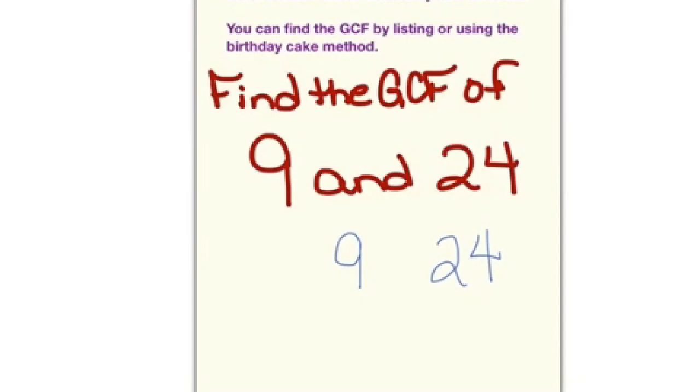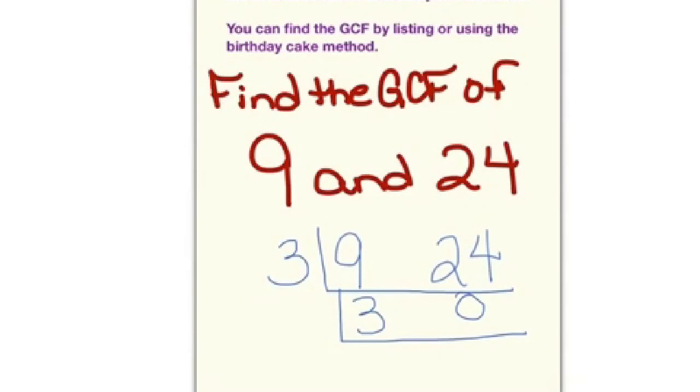Okay, welcome back. I hope you took the time to actually find the GCF of 9 and 24, and now I will walk you through it so you can see if you were correct. We will look at the numbers 9 and 24 and pick a common factor. Now, you should know that 9 has only factors of 3, 1, and 9. So I'm going to take 3 and divide it out of both 9 and 24. 3 goes into 9 3 times. 3 goes into 24 8 times.